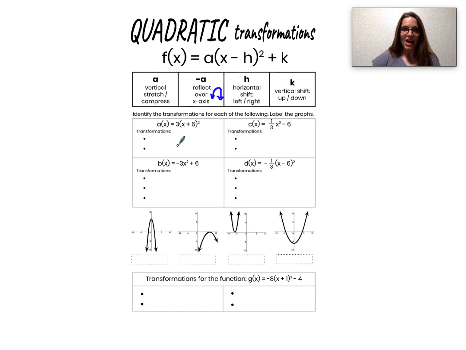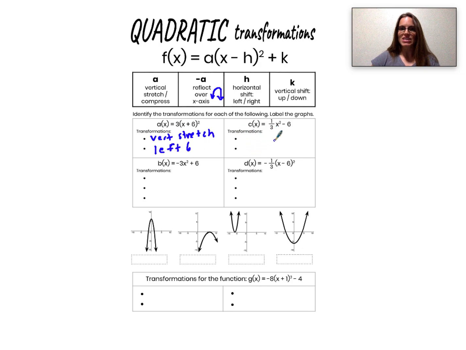Okay, first function, a of x equals 3 times (x plus 6) squared. First, we have this coefficient a. 3 is bigger than 1, so this is a vertical stretch. The graph is steeper. The plus 6 is an h value. It's inside the parentheses. We're moving the graph in the opposite direction you would think, left or right. Plus 6 you expect to the right. This is actually a movement to the left, a shift left 6.